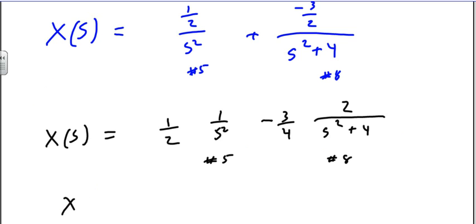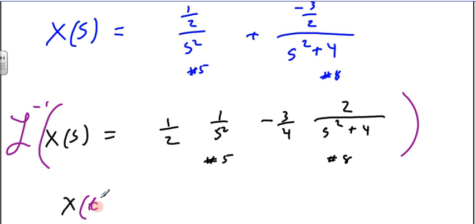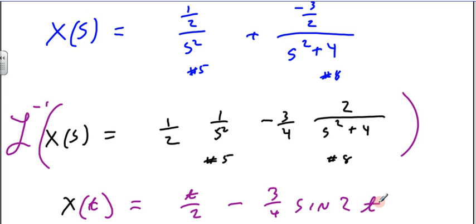Okay, and then we run it through our Laplace transforms, number 5 and number 8, and we do an inverse Laplace transform on everything. I see X of t is equal to t over 2 minus 3/4 sine 2t. Okay, so that looks good.